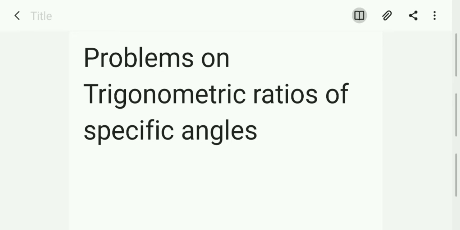When it comes to the ratios of specific angles, I think you all know the values for 0 degree, 30 degree, 45 degree, 60 degree and 90 degree, and for every trigonometric ratio: sine, cos, tan, cot, cosec, sec. Keeping those values in mind, let us solve some particular examples. Now, coming to our first problem.